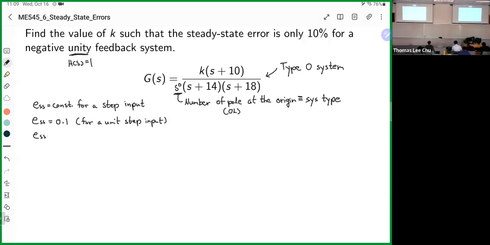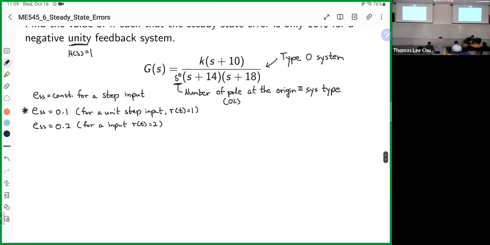Let's say the error at steady state is equal to 0.2, then this is going to be for an input R of t equal to 2. Makes sense? It just scales linearly with your input size. So it just depends on your input size. So we're going to stick with a unit step input, then it makes everything easy to read.